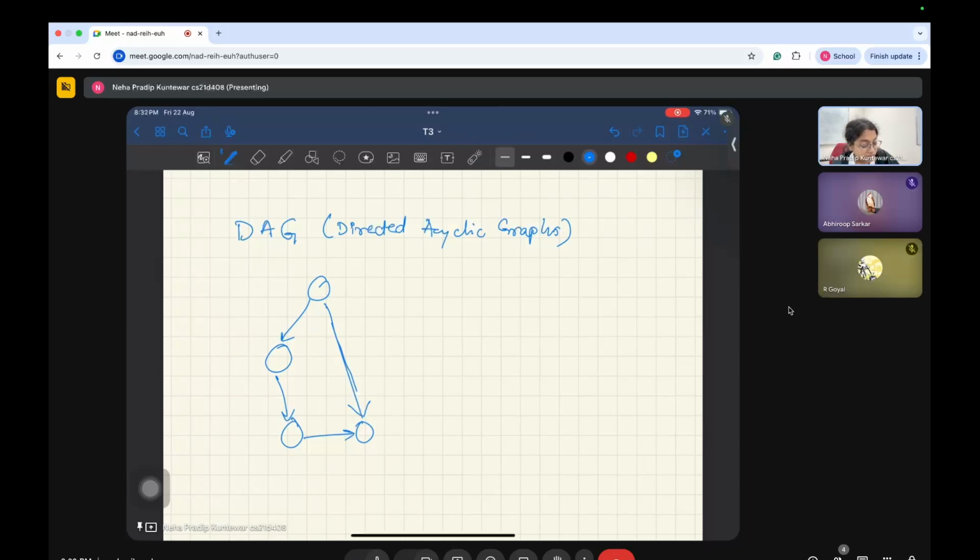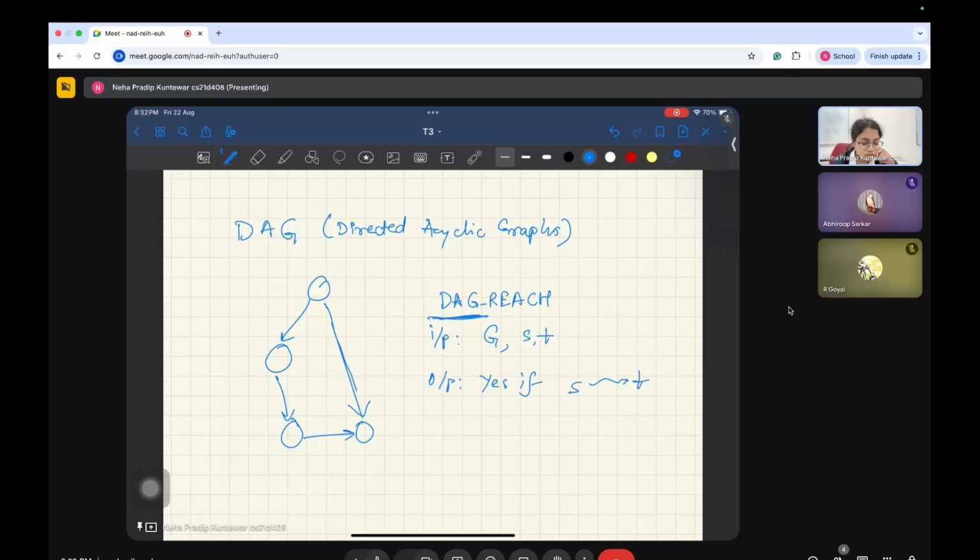Okay, the DAG reach problem says that I'm given as input a graph G, a DAG G, and two vertices S and T, and the output is yes if there's a directed path from S to T. Very similar to the previous one, only that now it's a DAG.